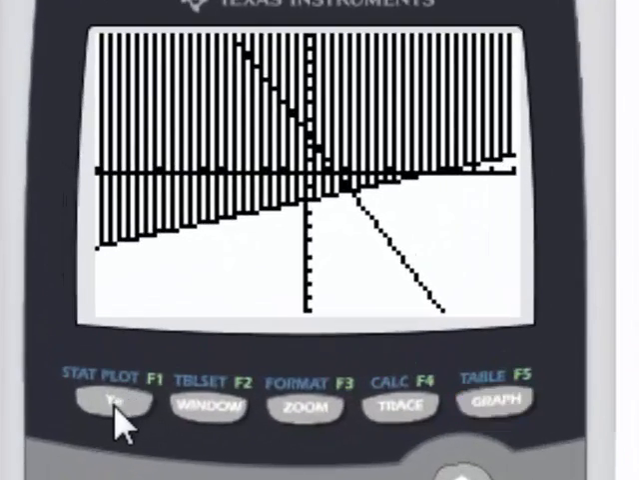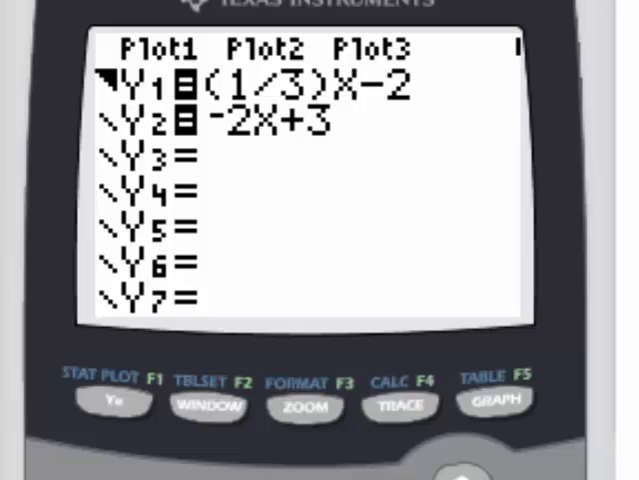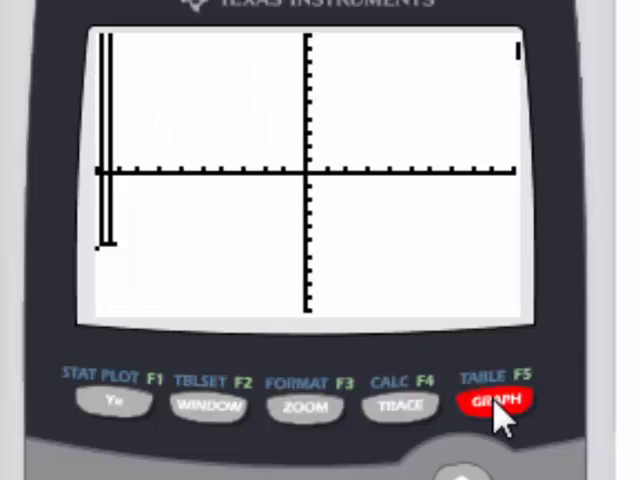So let's go back to y equals. And I'm going to scroll over. So I want the shade to go below. So now I choose this one to go below, right? It looks like it's going below. And then I hit graph.